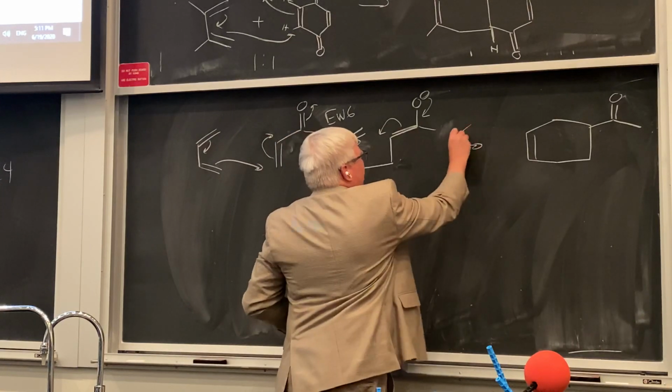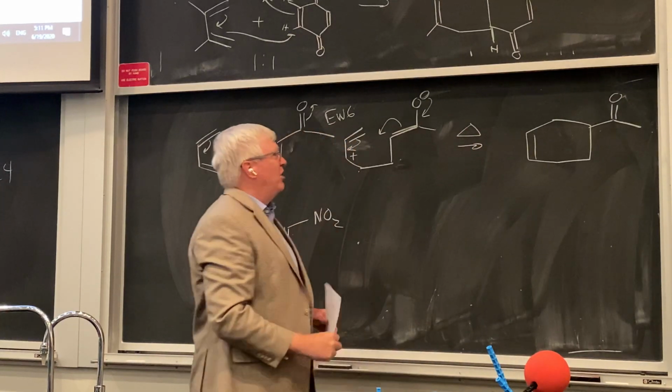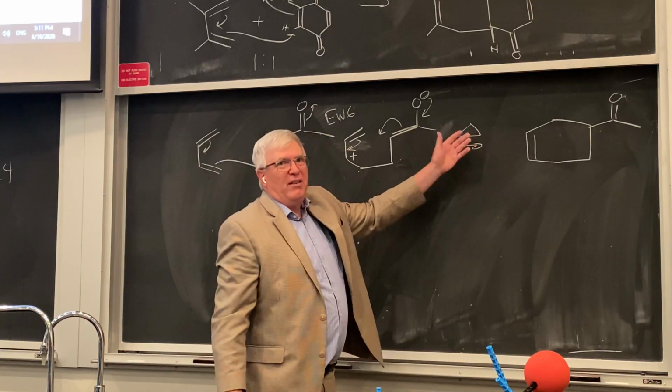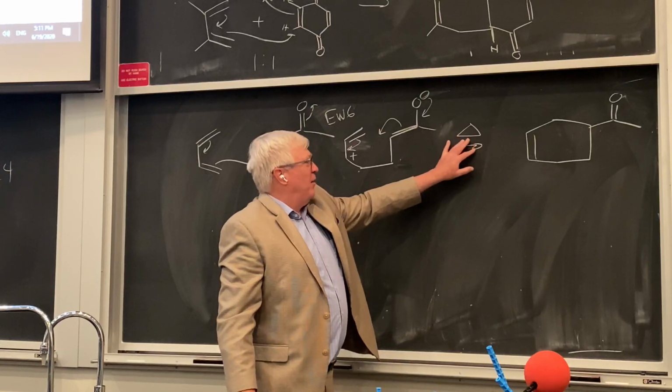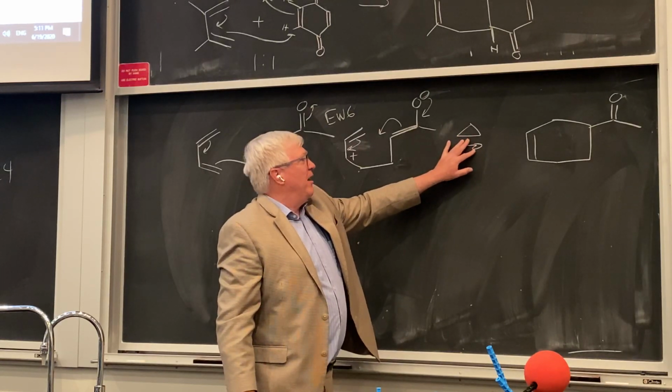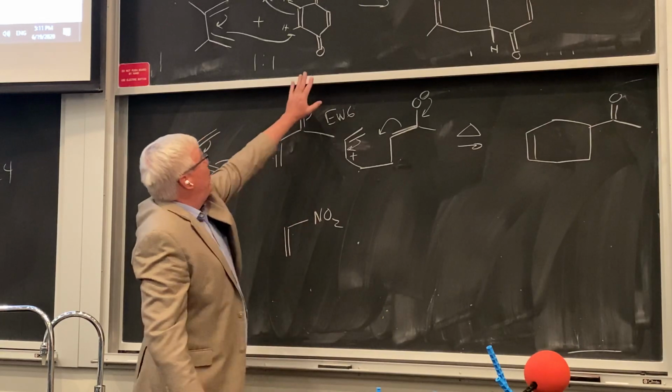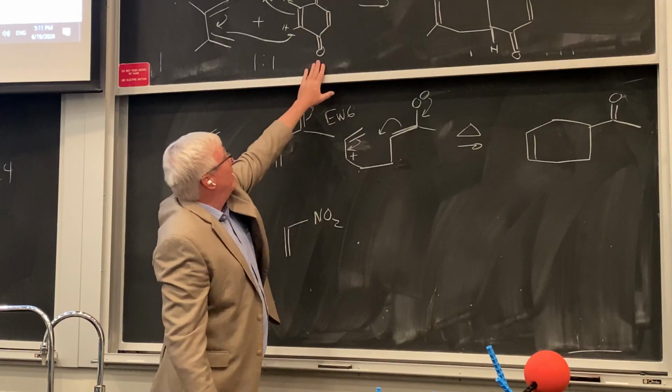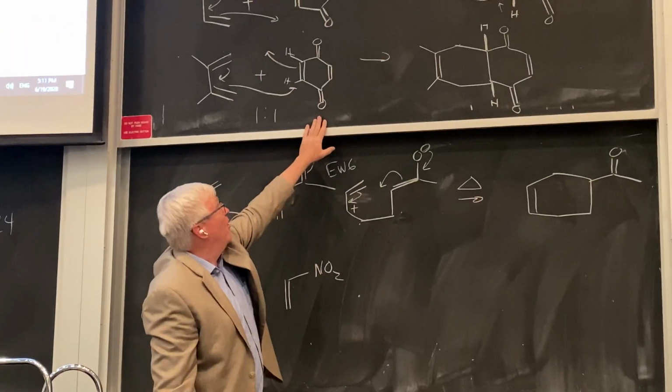Sometimes we draw a delta here for the Diels-Alder reaction. If you need to warm it up, delta means heat or warming. And sometimes we have to elevate the temperature a little bit to get them to go. The ones with the 2 carbonyls conjugated, those actually go at room temperature or lower.